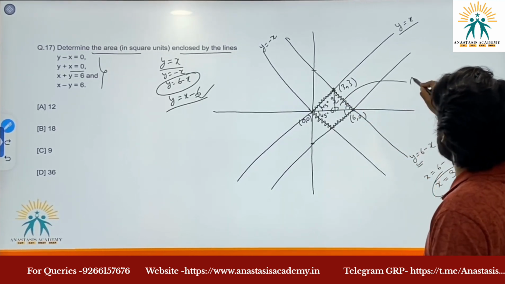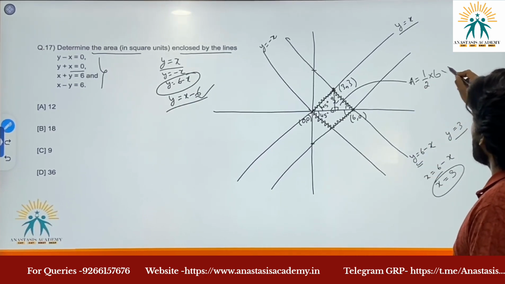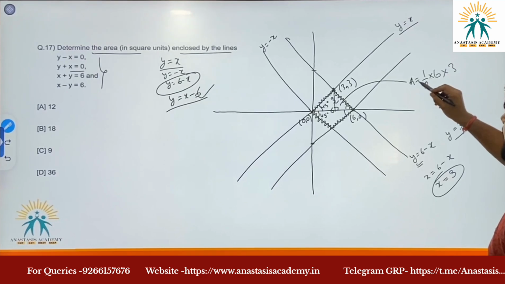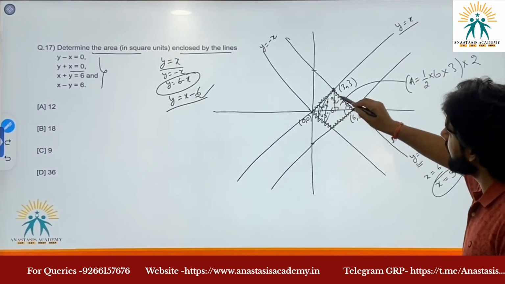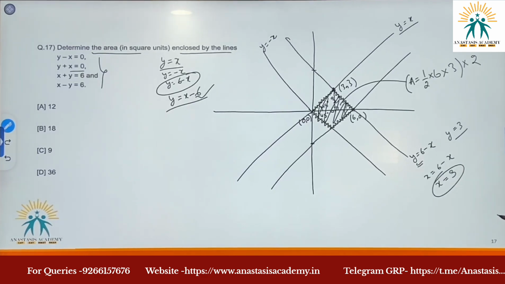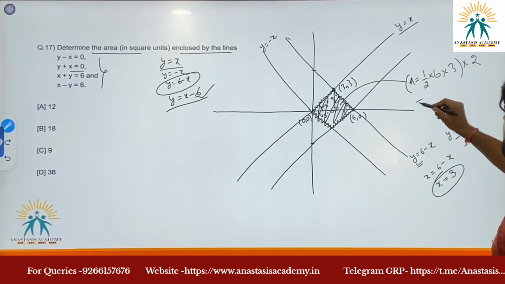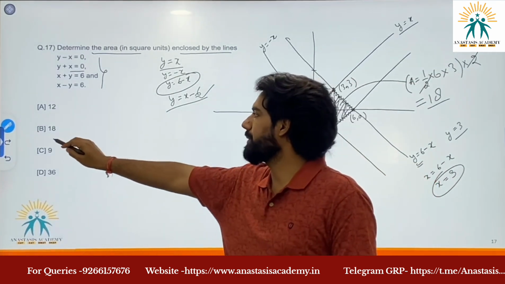So area of this triangle will be half base into height, base I have calculated already 6. Height is 3. And twice of this area will be the area enclosed by these 4 lines, or the area of this square. So it becomes how much? 2 get cancelled, 6 and 3 becomes 18. So the correct answer to this question is option B, 18.